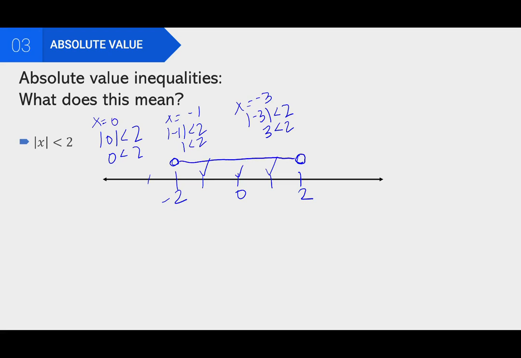And then we're going to connect our dots. So that looks a lot like something from the last video. It looks like an and inequality. So less than and, kind of rhymes.